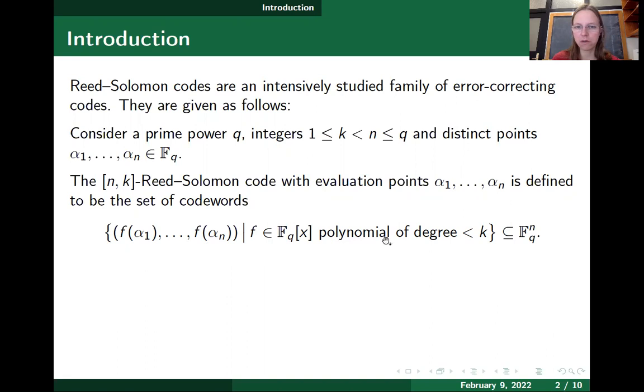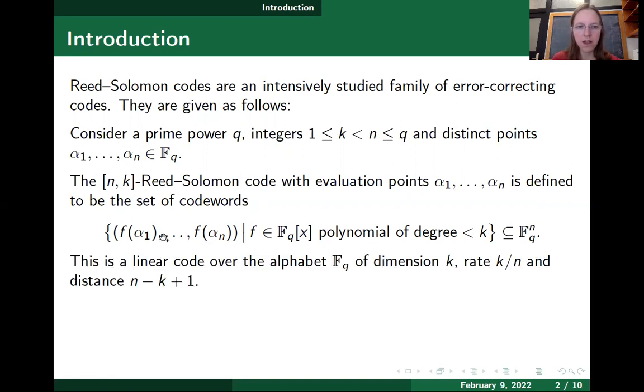So for each polynomial of degree strictly smaller than k, we evaluate this polynomial f at these points alpha_1 to alpha_n, and for each of these polynomials, we get such an n-tuple of evaluations. These n-tuples of values of the polynomial are our set of codewords. So for each polynomial, we get a codeword. And so as you can see, this is going to be a linear code over the alphabet F_q of dimension k, right? Because that's the dimension of the space of polynomials we are choosing here.